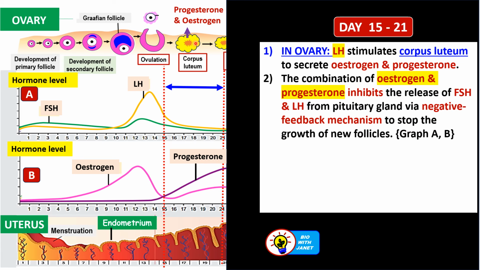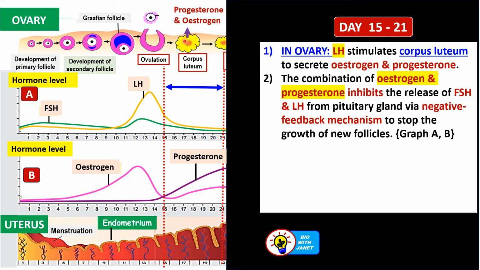So now we have the rising levels of progesterone and estrogen. Progesterone is the purple line, estrogen the pink line. You can see that the levels of these two hormones increase because they are secreted by the corpus luteum, and this corpus luteum secretes these hormones on stimulation of LH.